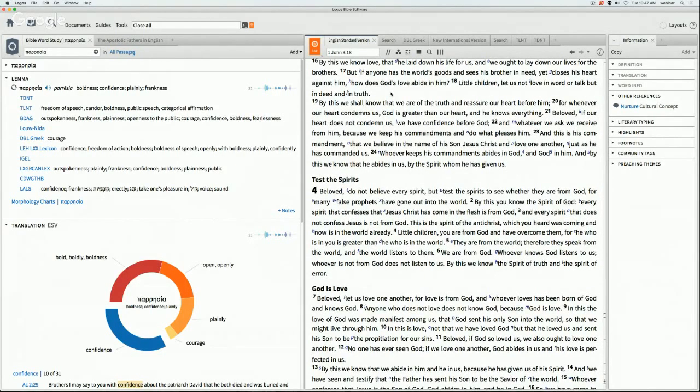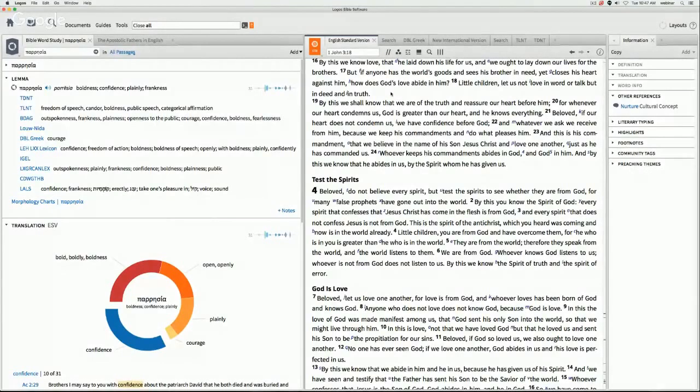Many of you will be very familiar with this, 1 John 3:16. By this we know love, that he laid down his life for us, and we ought to lay down our lives for the brothers. But if anyone has the world's goods and sees his brother in need, yet closes his heart against him, how does God's love abide in him? Little children, let us not love in word or talk, but in deed and in truth. By this we shall know that we are of the truth and reassure our heart before him.